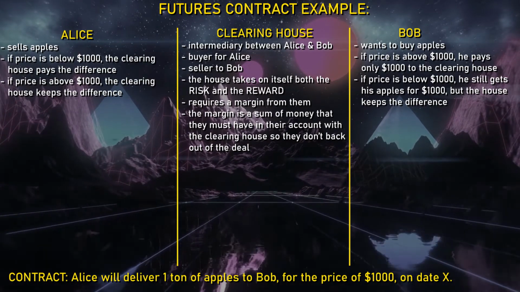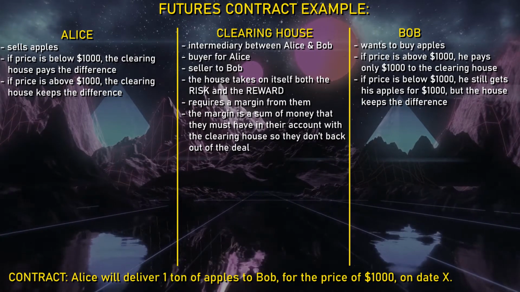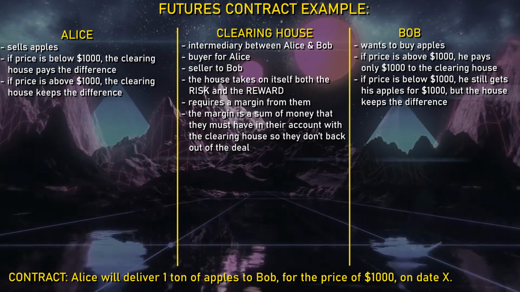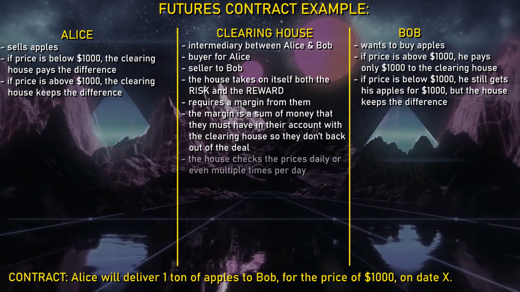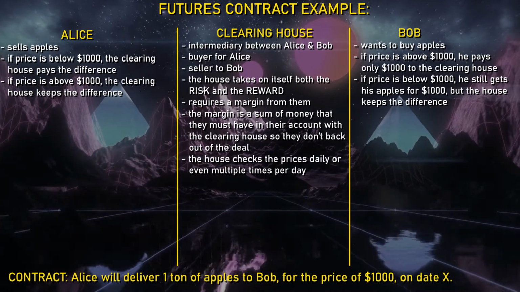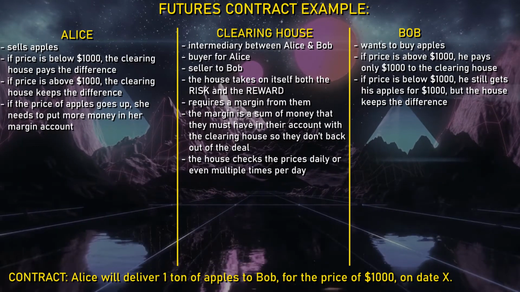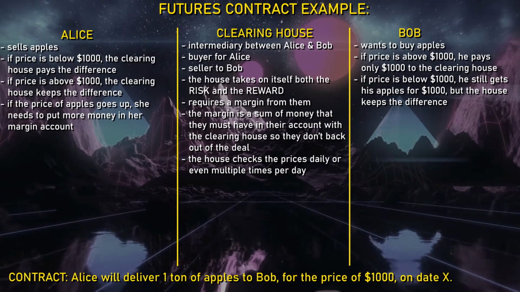For example, if the price of apples goes up, this incentivizes Alice to back out of the contract, because she can sell her apples for a better price to someone else. For this reason, the clearinghouse checks the prices daily, and sometimes multiple times per day, and requires her to deposit more money in her account to make up for this difference. This amount goes to Bob's account.